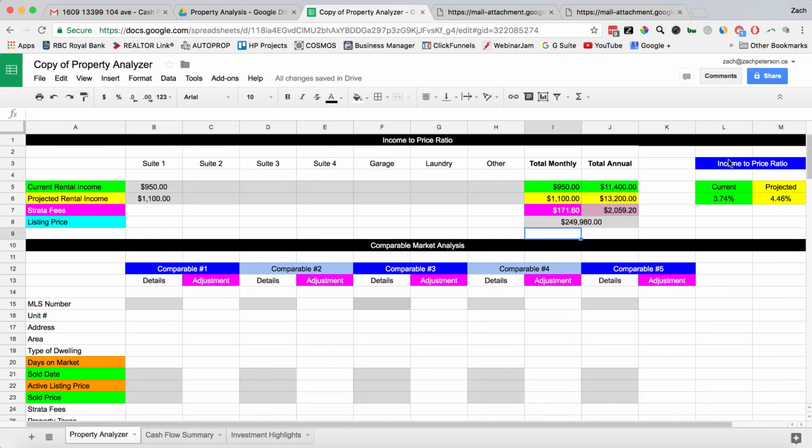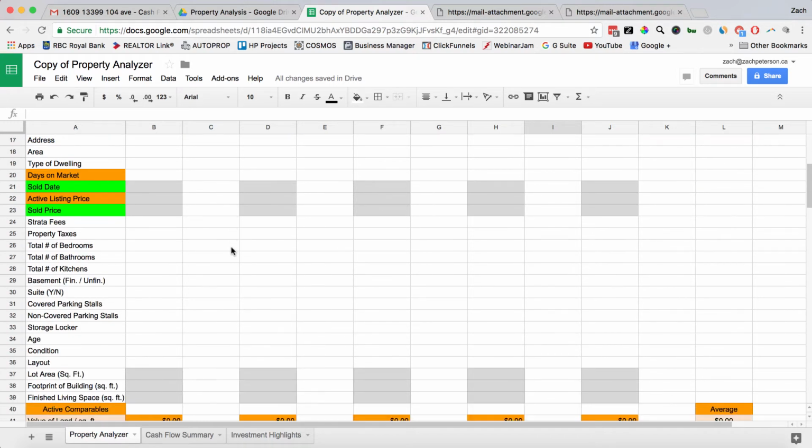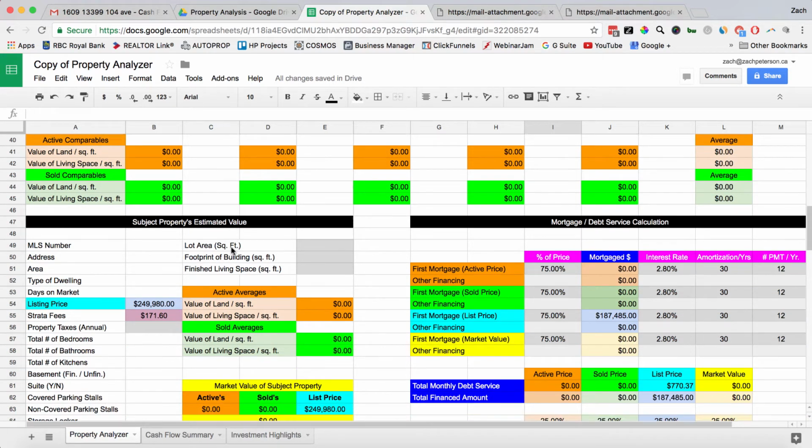And then this is going to give you an income to price ratio. So I find typically if they're around 5% or higher, then you've got a good chance of them cash flowing. So we're going to go ahead and fill out the rest of the information for this property before doing the comparables.